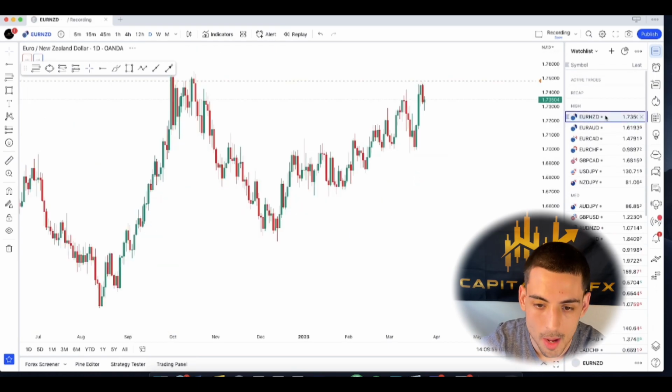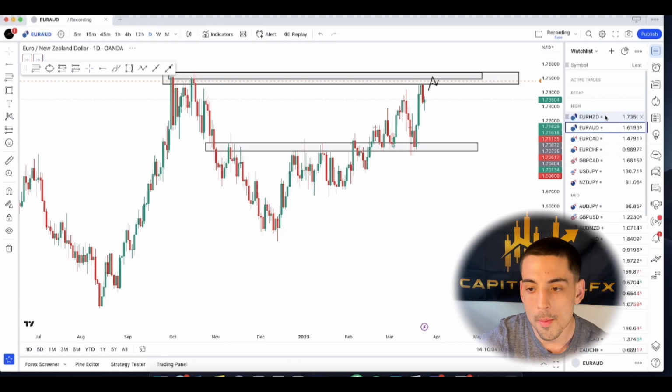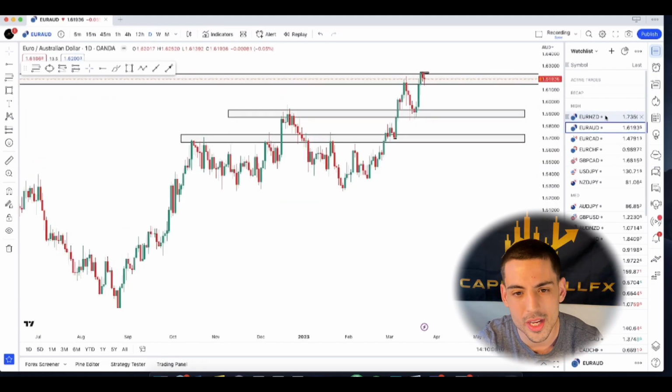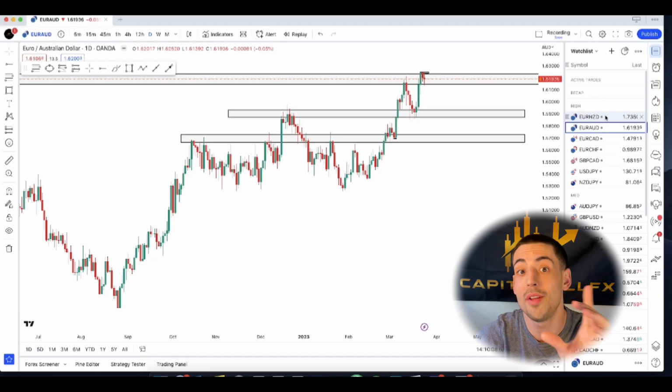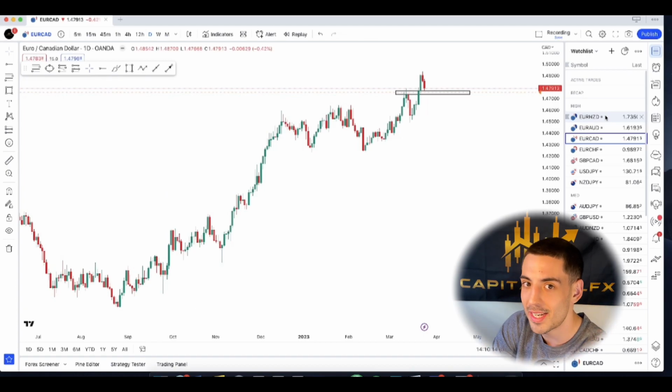Euro NZD, I'll be waiting for price to make a more distinctive push towards the upside into the significant horizontal level before looking for downside movement. Euro AUD, I'm waiting for more bearish price action to form around the significant weekly daily horizontal level before looking for that downside movement. Euro Canadian dollar, waiting for a break and retest of the significant 12-hour/4-hour horizontal level before looking for upside movement.